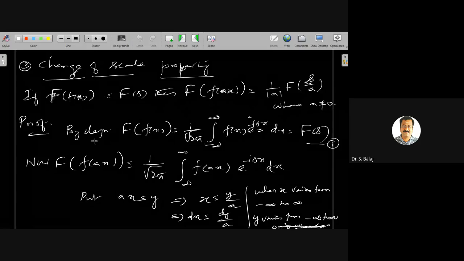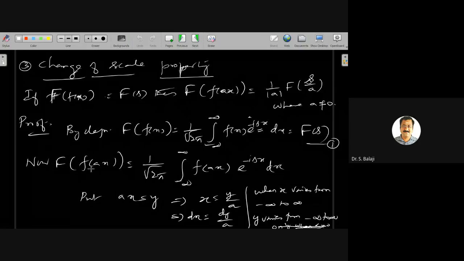Yes, use the definition as usual. By definition, F(s) = 1 by root of 2 pi integral from minus infinity to infinity f(x) e^(-isx) dx. This is the definition of the Fourier transform. Now instead of f(x), we are going to put f(ax) in the proof.